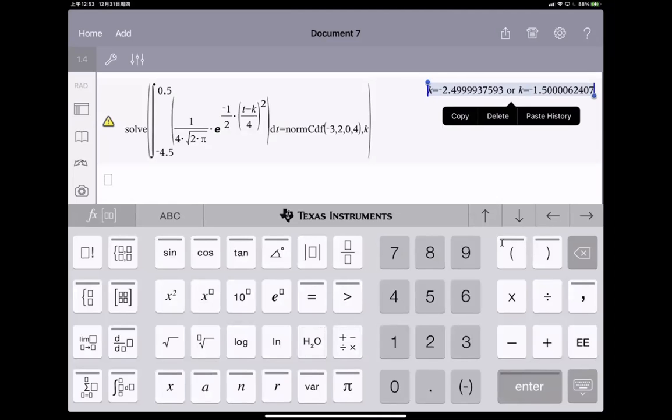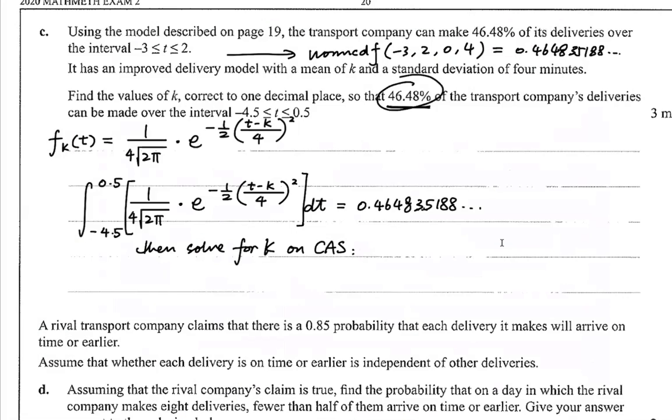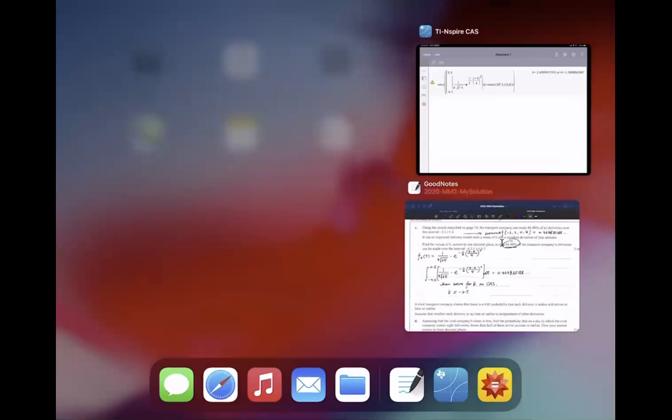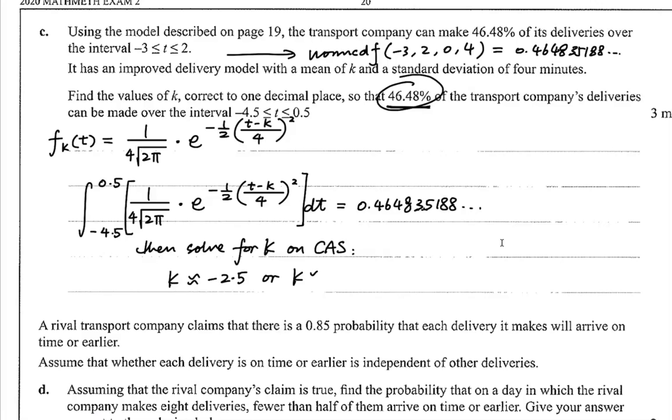So, one possible value correct to 1 decimal place, minus 2.5. Another one is minus 1.5. Just 1 decimal place, nothing more than that. Of course, you could use some symmetry properties to calculate the translation, but that will be another story. That is a possible way of calculating k values.